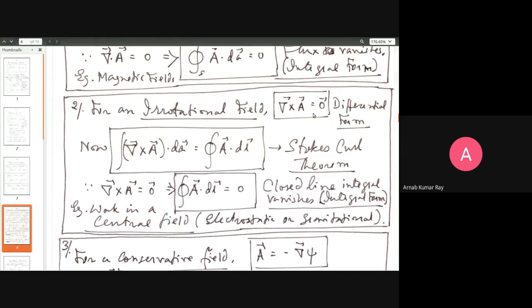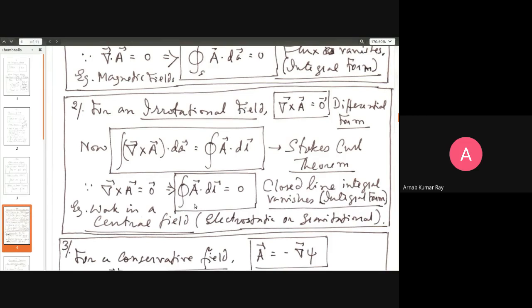So what is the signature of an irrotational field? Once again, you will ask me to be specific. If I want your answer in differential form, you will say curl of A is 0. In the integral form, as you can see, there is an integration sign over here. It will be the closed loop integral of A dot dl is equal to 0.